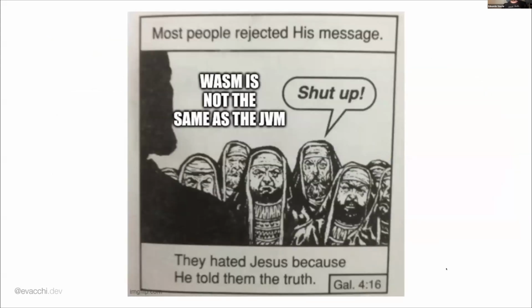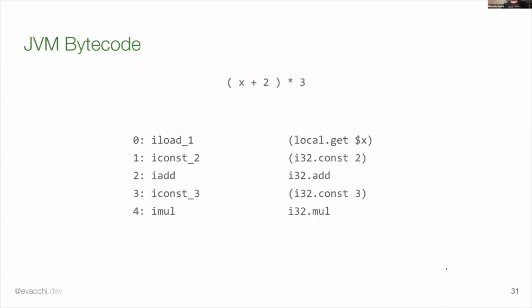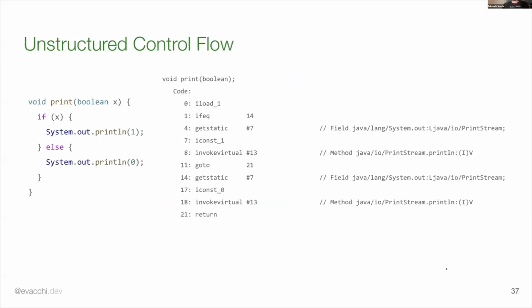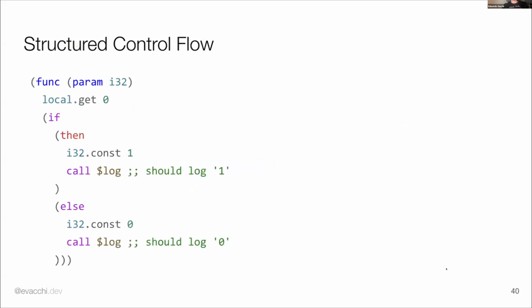Now, I went a bunch of places trying to convince people that Wasm is not the same as a JVM, and now the boundary kind of becomes thinner and thinner. You probably already know that for arithmetic, JVM bytecode and Wasm bytecode are pretty much alike. The main thing where they differ is control flow. We have unstructured control flow on the JVM, whereas on Wasm, as we know, we have structured control flow.